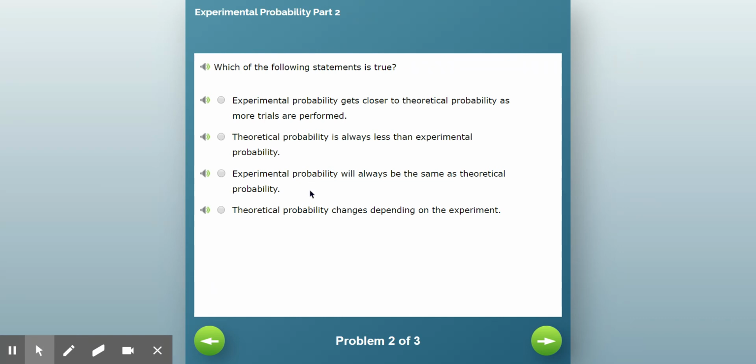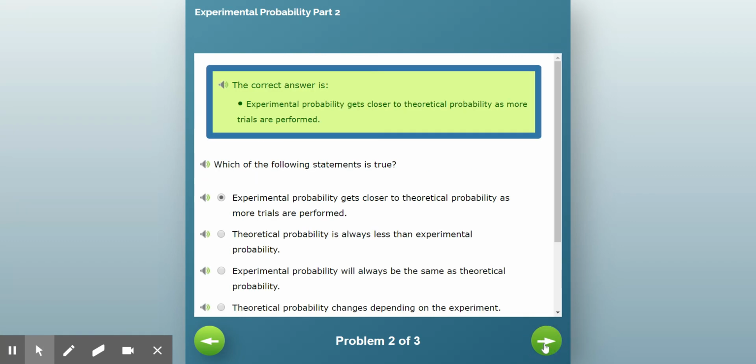The last statement says theoretical probability changes depending on the experiment. So now I have 2 statements that I have to determine which one is true. Well, theoretical probability changes depending on the experiment. Well, theoretical probability has nothing to do with an experiment. Theoretical probability is what should happen based on the outcomes in that event, not in the experiment. So we said that the more times I do an event or a trial, the closer I would get to theoretical. So there is my correct answer.